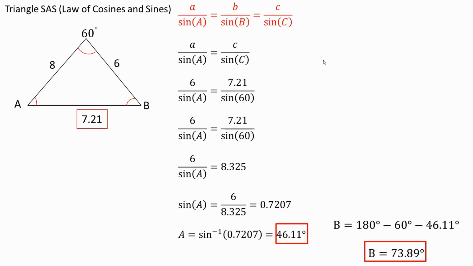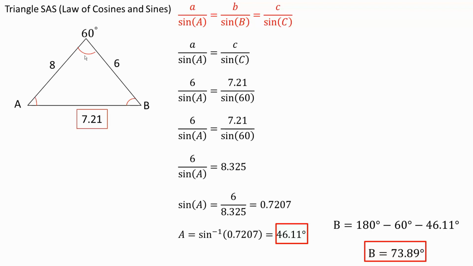So we will use law of sines in order to solve for angle A. The side length for angle A corresponds to 6 divided by sine A is equal to C divided by sine C. So this is what we get. Side length C is 7.21 divided by sine 60. And if we use a calculator, this becomes 8.325, equal to 6 divided by sine A. And so we would get that sine A is equal to 6 divided by 8.325, which will equal 0.7207. And now if we use a calculator, sine inverse of that value would give us 46.11 degrees.